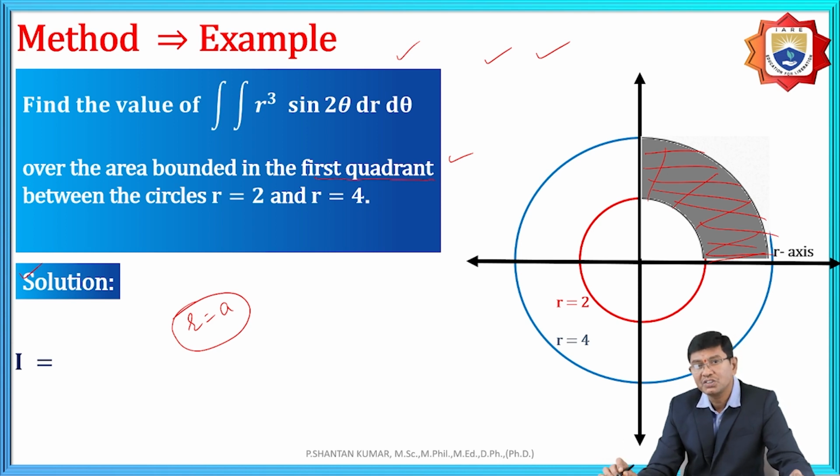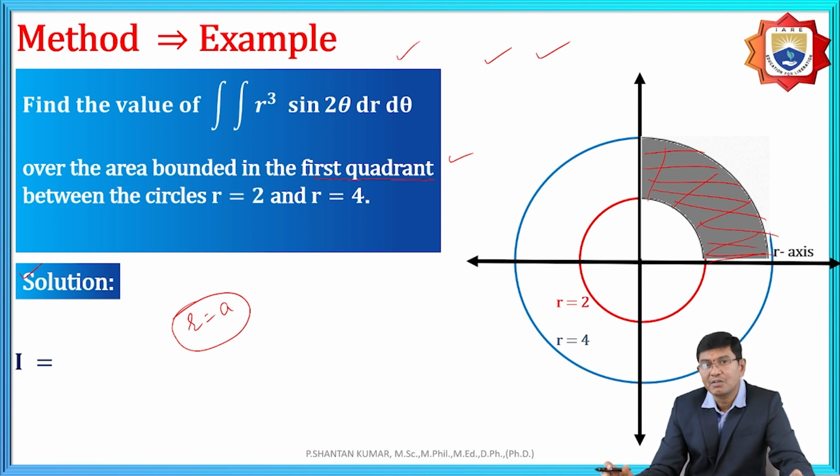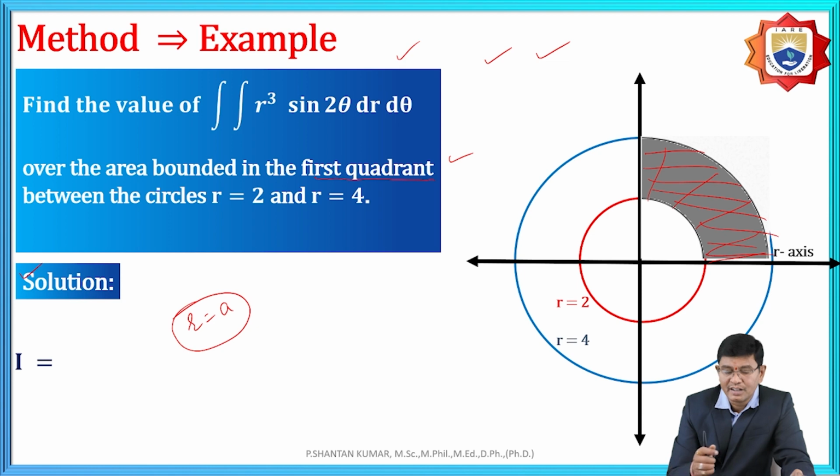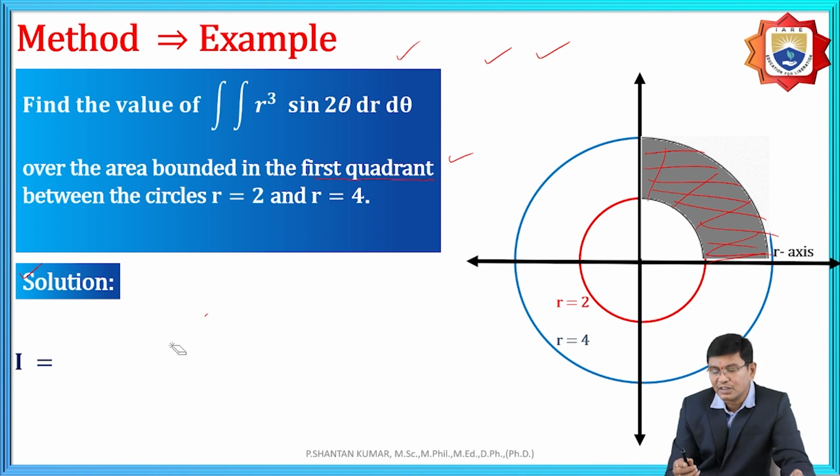In this bounded region, we need to identify the limits, from the inner strip to the outer for r, and for theta, the inner angle and the outer angle. Here, observing the region, r is equal to 2. That means the inner part is here, the red color, r is equal to 2. And the outer part is r is equal to 4.